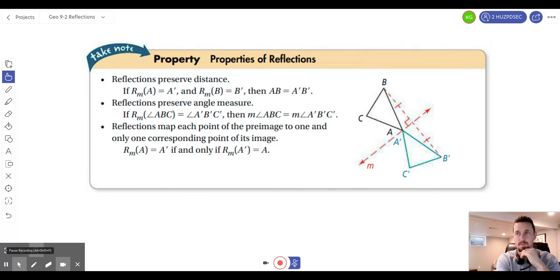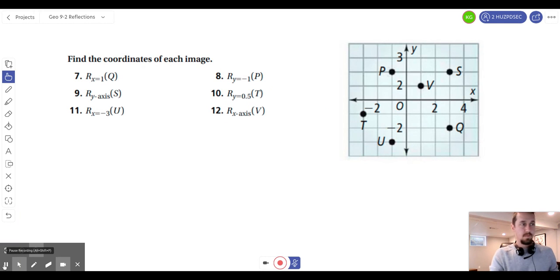Let's look at some of the problems that you're going to do. Here you are going to find the coordinates of each image. You're given a little graph on the right, and you get a whole bunch of different things like the reflection over x equals 1 of point Q. So you'll have to draw in the line x equals 1. Just as a reminder, that is a vertical line at 1. So that one would be this line right here.